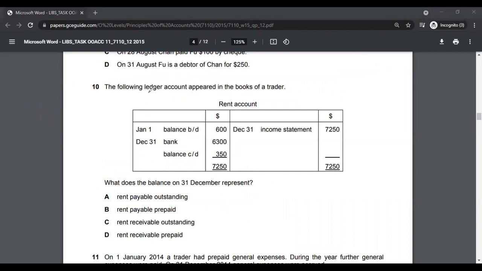Multiple choice 10. The following ledger account appeared in the books of a trader. There's this rent account, and it has a brought forward on the credit side. What does the balance on 31st December represent? This balance carried forward, which is brought down on the credit side, is actually a liability. So the answer to multiple choice 10 is option A, that's rent payable is outstanding.